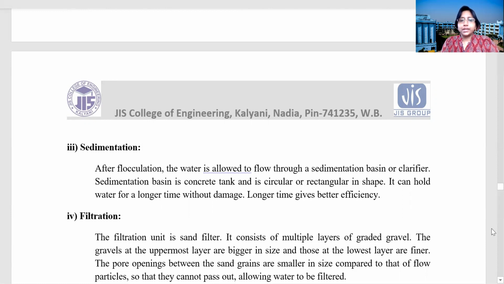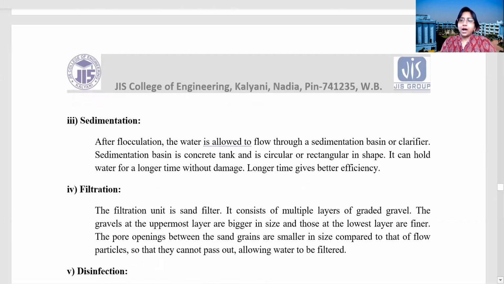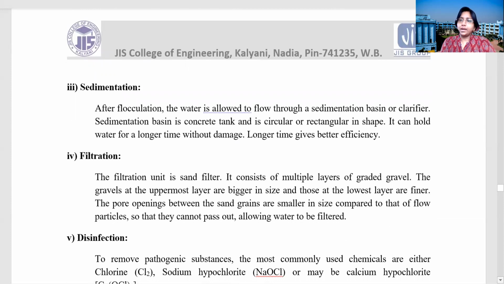In the sedimentation part, the water is allowed to flow through a sedimentation basin or clarifier. A sedimentation basin is a concrete tank, circular or rectangular in shape. It can hold water for a longer time without damage, and longer time gives better efficiency. If we keep it for a longer time, all the sediments will settle down and we can collect the pure water from the upstream. Then the next part is the filtration.